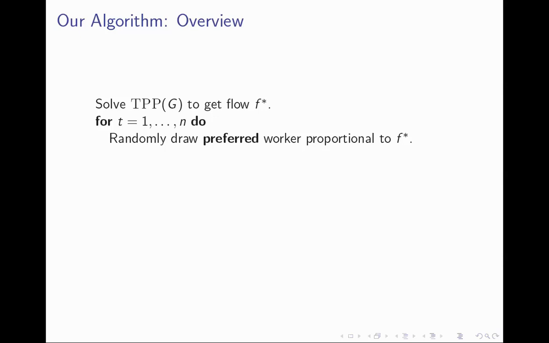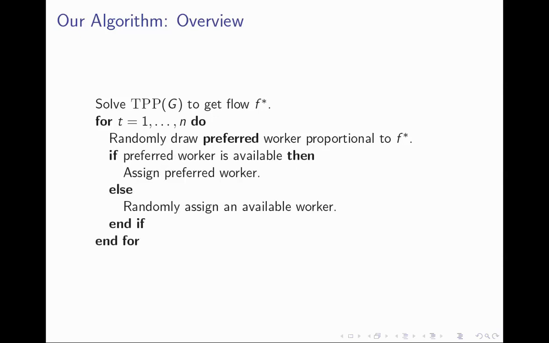So just to summarize what happened, the first thing we did is solve an offline transportation problem in the expectation graph to get a flow. Then, whenever a job arrived, we randomly drew a preferred worker, and that random drawing occurred proportional to the flow. If the preferred worker was available, we assigned them. That was it. Otherwise, we randomly assigned one of the available workers to the job that had just arrived.